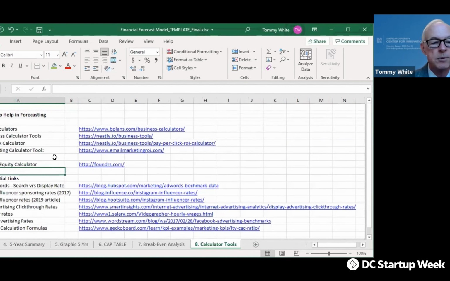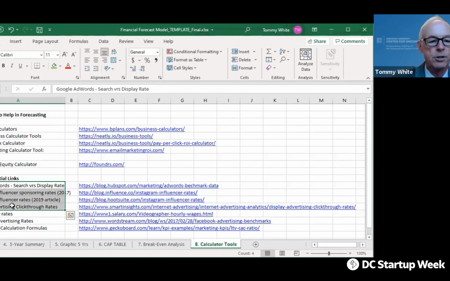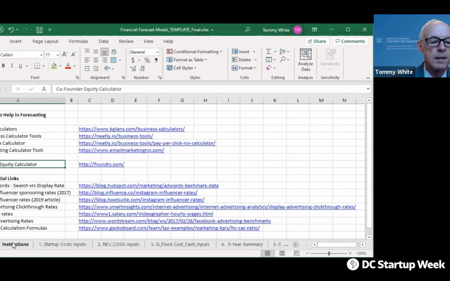And then here are some calculator tools that you might be interested in using at some point to help you figure out some of your costs. There's a couple of small business calculator tools: pay-per-click, email marketing cost, Google AdWords rates, displays, influencer rates, more marketing stuff that you might be doing. There's some things here that you could click on to get you to some information on that. So that's a summary of what the model looks like and all the different pieces to it.